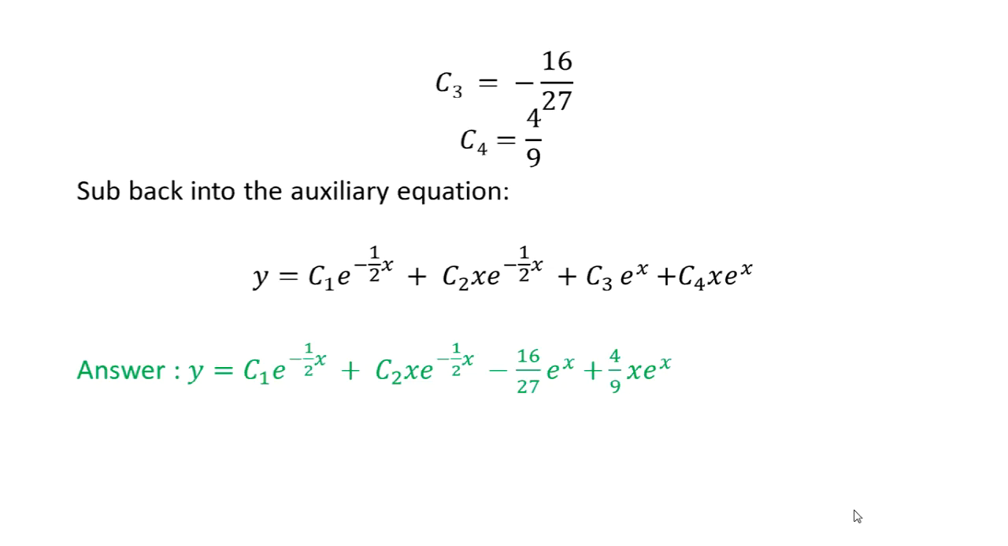Lastly, we substitute c3 and c4 back into the auxiliary equation. For the answer, we get y equals c1 e to the power of negative 1/2 x plus c2 x times e to the power of negative 1/2 x minus 16/27 e to the power of x plus 4/9 x times e to the power of x. Thank you, sir. Now I can score DE.